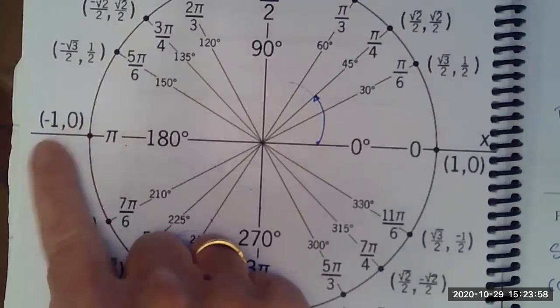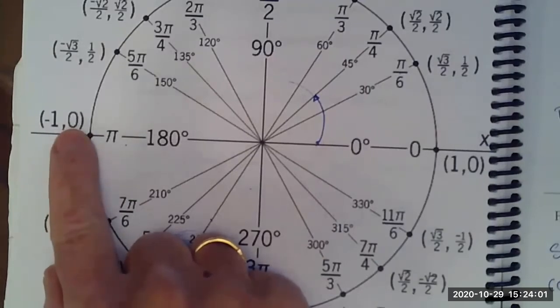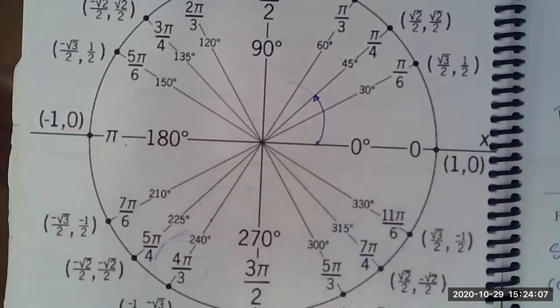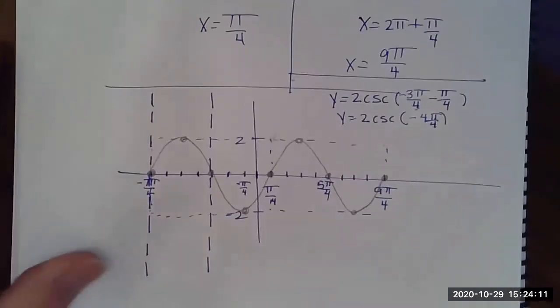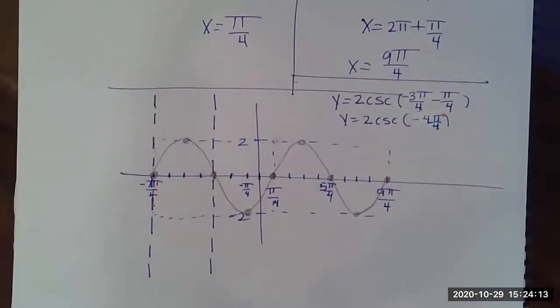Which number is the sine? Oh, 0. What's the reciprocal of 0? It's 1 over 0, which is undefined. Okay, so that just confirms undefined means vertical asymptote. That's a wall.